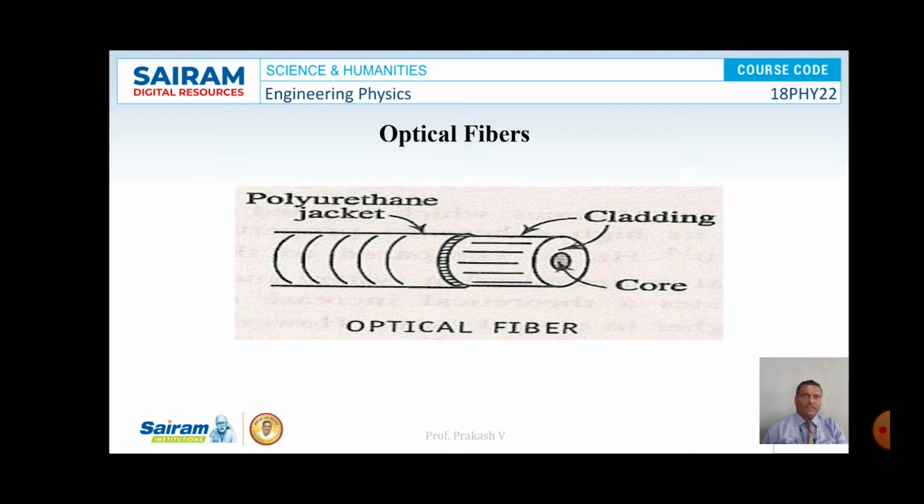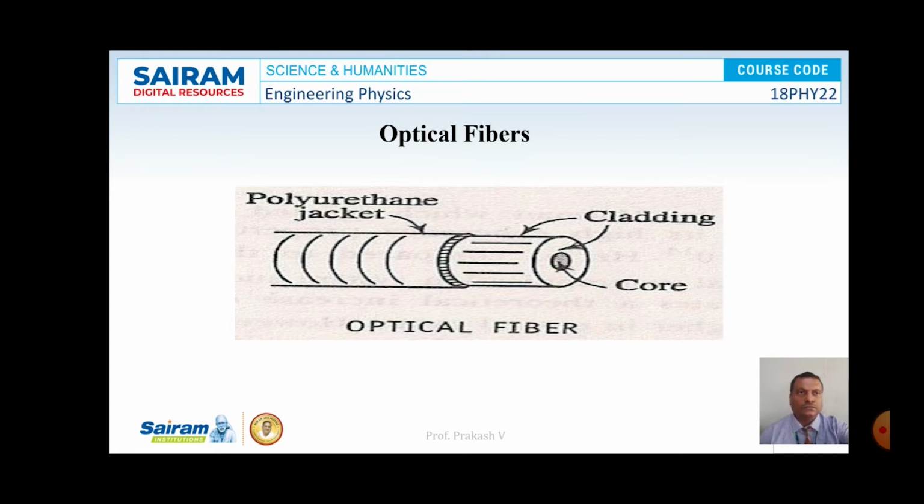Whenever light travels from a denser to a rarer medium, the refracted beam bends away from the normal. For a particular angle of incidence, the refracted light just grazes the boundary which separates the two media. For an angle of incidence theta that is greater than the critical angle theta c, the light reflects back into the same medium. The same principle is used for designing this fiber.